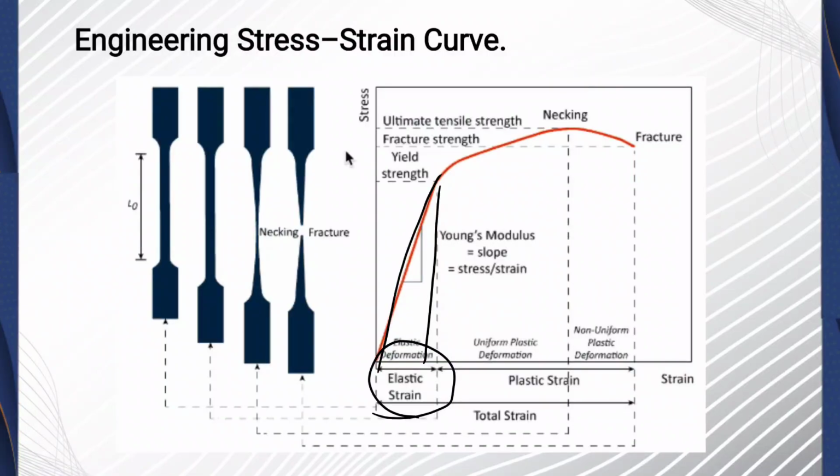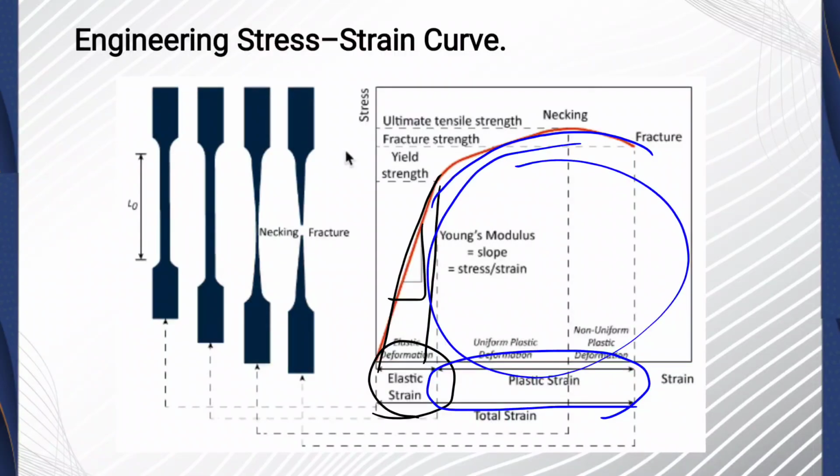Next, we see the plastic region. Before going to the plastic region, the slope of the straight line portion represents Young's modulus, which indicates the stiffness of the material. So next we see the plastic region. Here is the plastic region. After the yield point, the material enters into the plastic region. In this region, deformation becomes permanent. It means the material will not return to its original shape even if the load is removed.